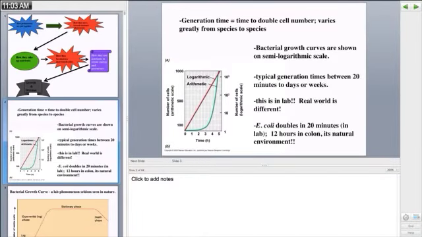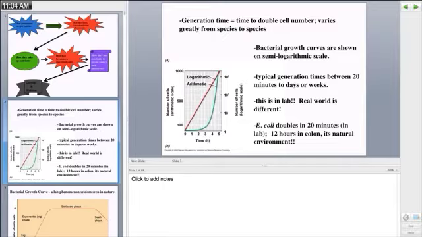You can use these things to measure generation times. Typical generation times go from 20 minutes, which is about what E. coli can do in the laboratory, depending on exactly the conditions you're growing them in, to some that are days or weeks long. I feel very badly for my friends who do research on the bacterium that causes tuberculosis, Mycobacterium tuberculosis. It takes weeks for the bacteria to form colonies on plates. They have very slow generation times.